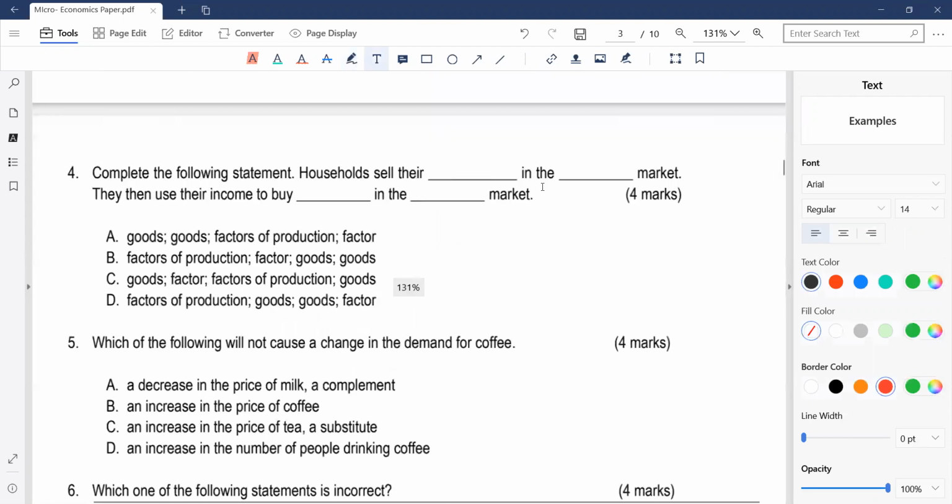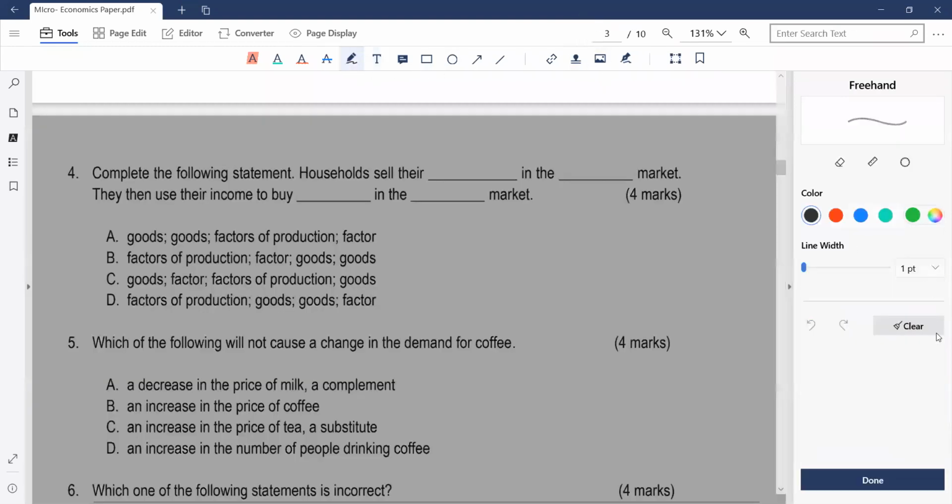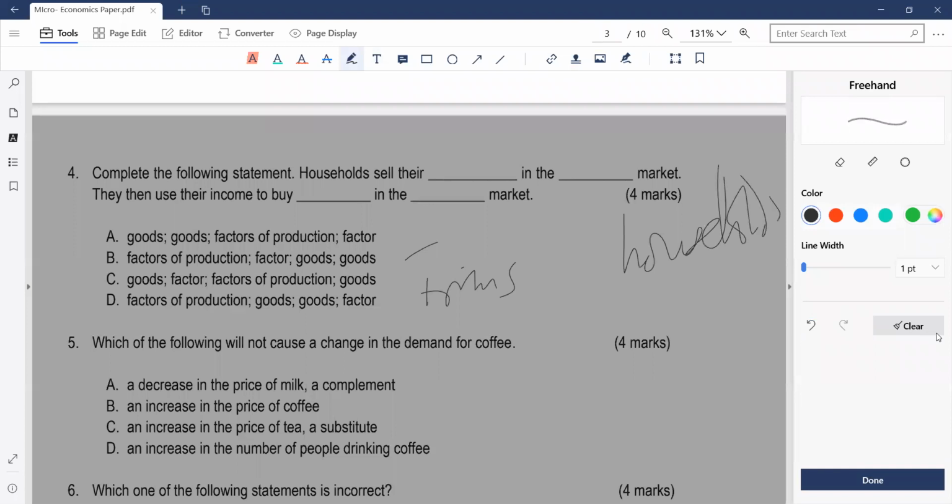So what I do is I can write here with a free hand and we can work our things as we go. Complete the following statement: Households. Here they're testing you on the circular flow of income. And we said in the circular flow of income, the main players are your firms and your households. Your households supply labor, and your firms supply goods and services.